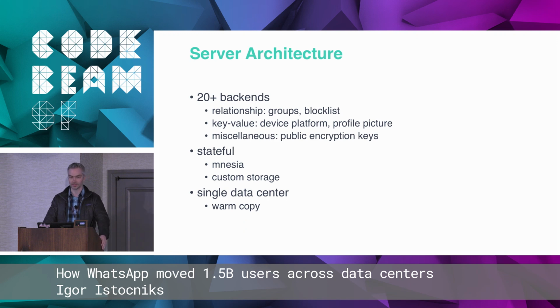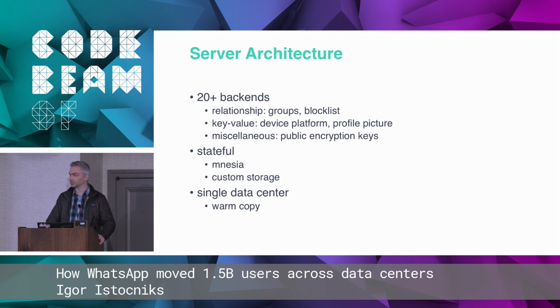So let's talk about the backends. We have many of them, more than 20 backends. All of them store some kind of data. We tend to split this data into three different types. Relationship data, which stores relationships between different types of entities, like what are the groups that I have, what are the people that I block, things like that. Then there's key-value information, like what is the platform of the device that the user is using, or what is my profile picture. And then there's some miscellaneous data. The big example of that is the public encryption key storage. These keys are used for our E2E message encryption.